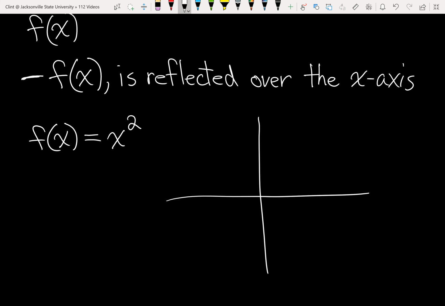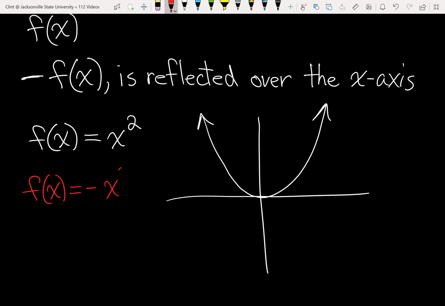Okay, here's f of x. And then what about if we have f of x equals negative x squared? Well, it's just going to be reflected over the x-axis, so it's going to point down instead of up. Okay? And they'll look exactly the same, otherwise mine look a little bit different because I'm just hand sketching them really quickly, but they'll be exactly the same except one will be going up, one will be going down.